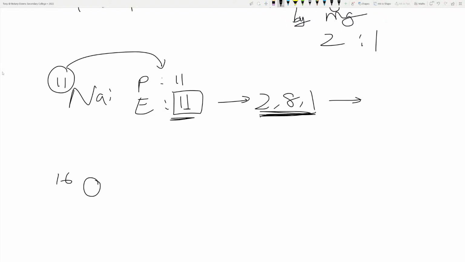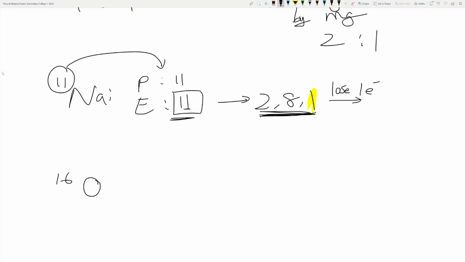So what's going to happen? They want to have a full outer shell. Why do they want to have a full outer shell, you may ask? They want to become stable. So in this case, it's going to lose 1 electron because you have a choice. This is the outer shell. You can either gain 7 or lose 1. Obviously, losing 1 is much easier than gaining 7.